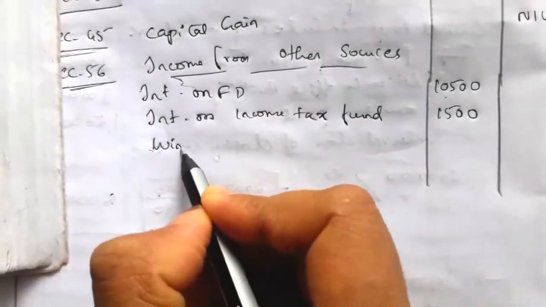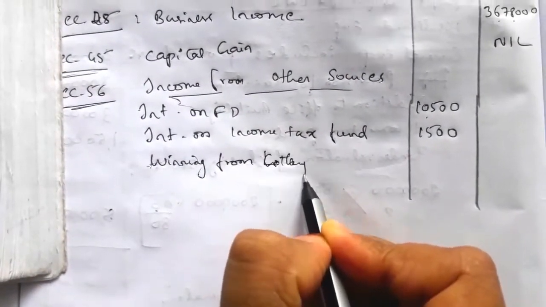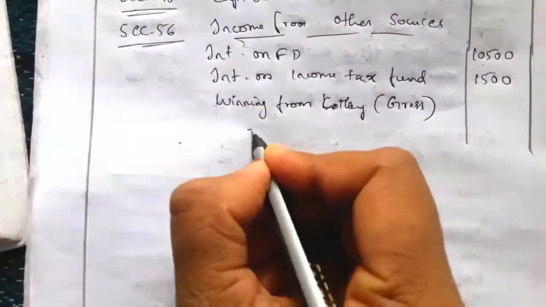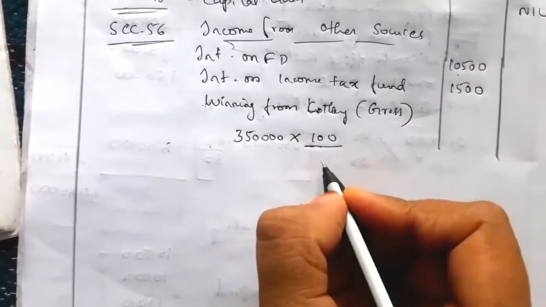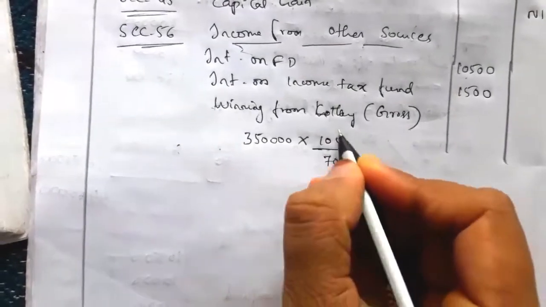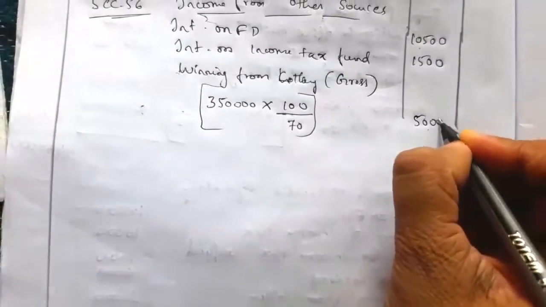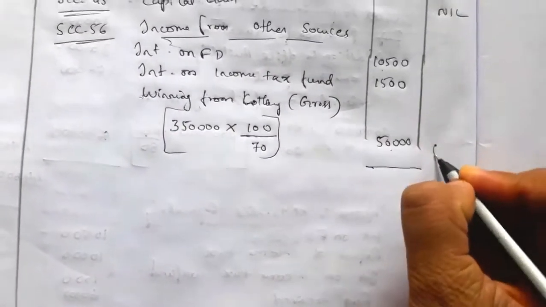While calculating the gross total income, GTI, we have to take all values at gross. Here they have given a net value of 35,000. To gross up, 35,000 into 100 by 70, since the tax deducted on winnings is 30%, that is equal to rupees 50,000. There is no other income on the credit side. Everything is done. Now total the income from other sources, that is equal to rupees 62,000.